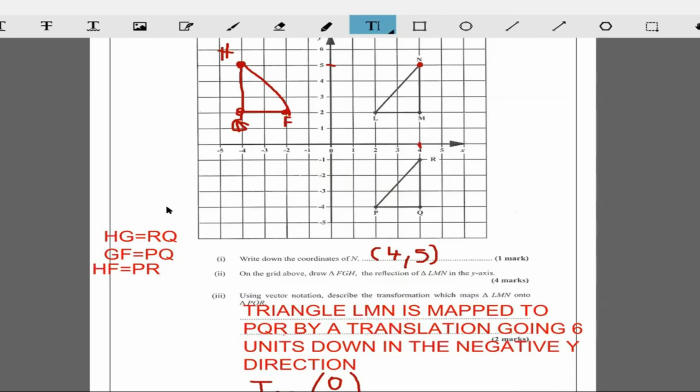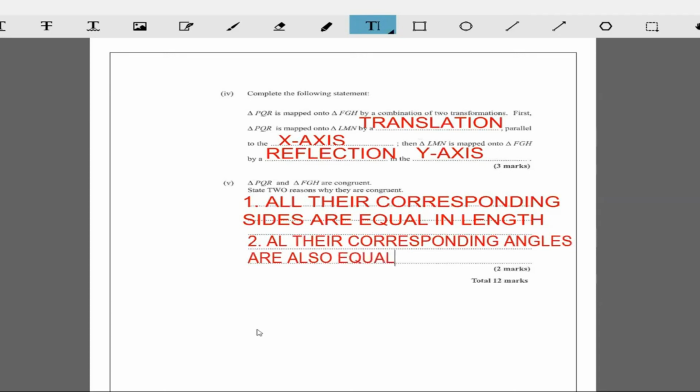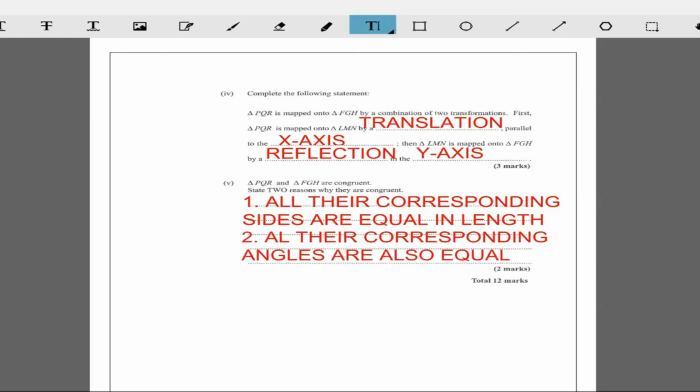Next thing, after we show that all their corresponding sides are equal, all their corresponding angles are also equal. So you can see that the angle HGF is going to be equal to angle PQR, which is 90 degrees, and so on. That's the second reason. All their corresponding angles are also equal. And so hence they are congruent. Nice and easy. That takes care of question 5.